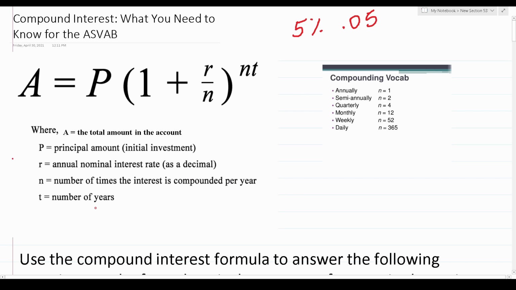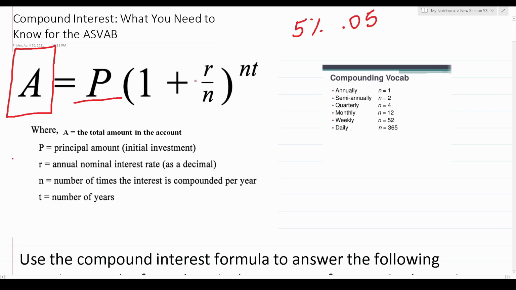And then finally, T is always the number of years you invest the money. So honestly, apart from telling you what each of these letters stand for, I want to stress this as well. More often than not, you're going to be asked to solve for A. That's going to be the most common type of question you'll see on the ASVAB. That said, if you're doing especially well, you might see a question in which you have to solve for P. And as you'll see in just a few minutes, that's not too much more difficult than solving for A.